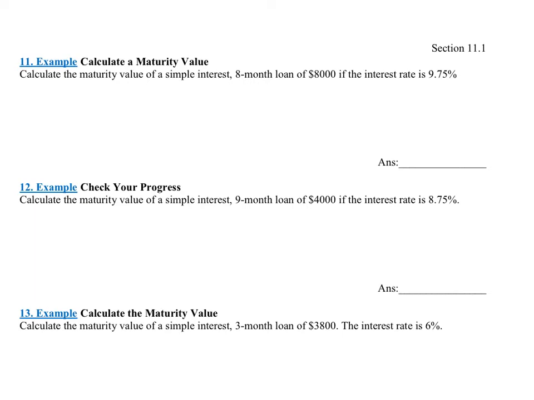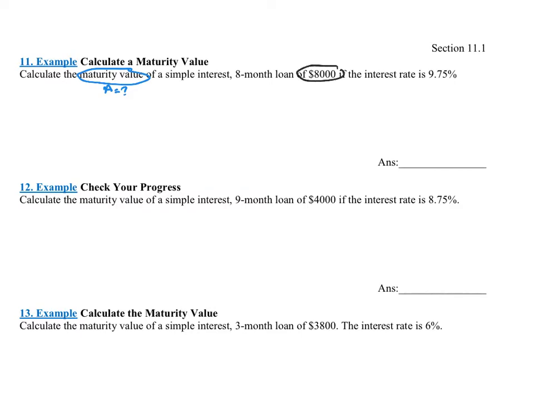Example 11. Calculate the maturity value. That indicates that they want the total amount, the loan amount plus the interest. So the maturity value, we're talking about a loan here. This is the letter A, right? Of a simple interest 8-month loan of $8,000 if the interest rate is 9.75%.